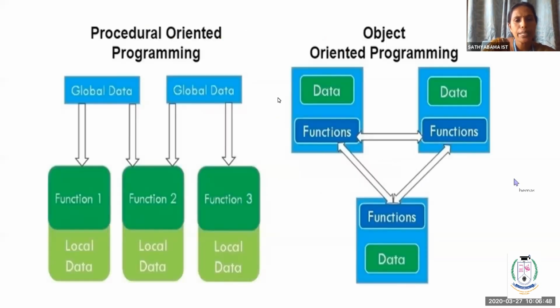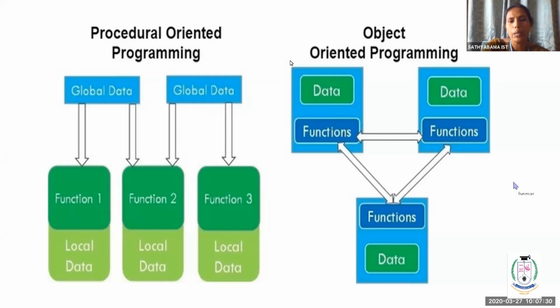Now coming to the pictorial representation of procedure-oriented programming and object-oriented programming. In procedure-oriented programming, as we said, the whole program is divided into a number of small parts. Each small part is called a function, or a procedure. Every function has its own local data, and also every function has the privilege to access the global data which is present in your main program. So that is why, as we already said, there is no data security in procedure-oriented programming language.